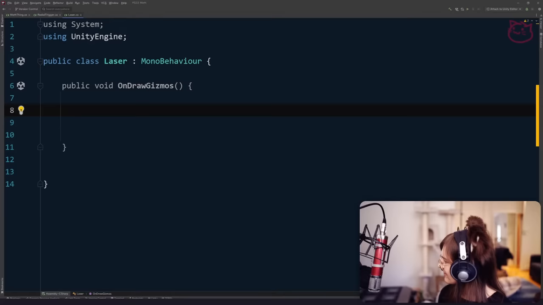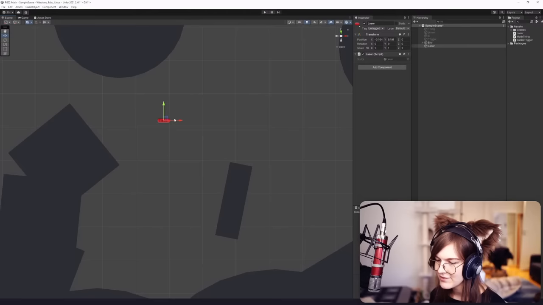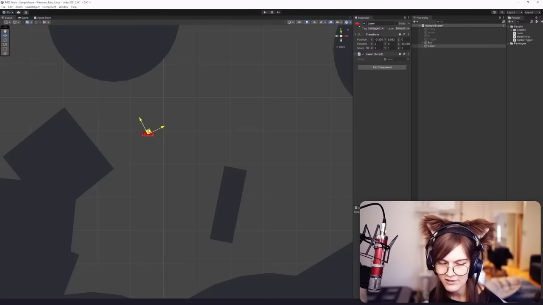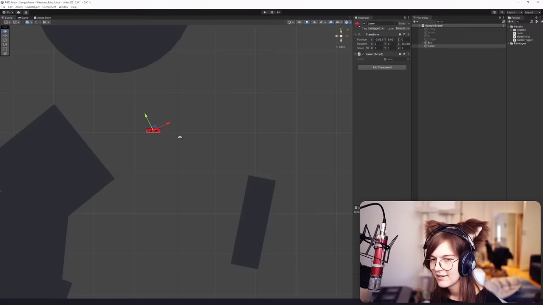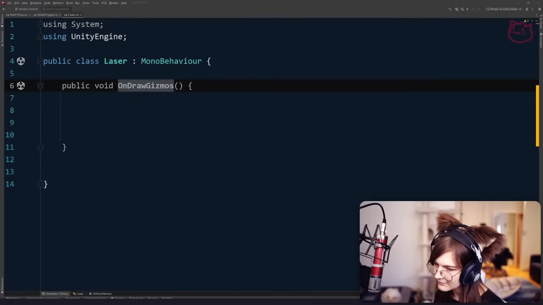Okay, onDrawGizmos. So let's first decide what direction the laser should move in. It's kind of convenient to use the game object axes, right? Like you have the x-axis and the y-axis. And so then we can just rotate the laser to change the direction of the laser. When you have an object selected, and your pivot orientation is set to local, then the red arrow represents the x-axis of that object. And so we can utilize that to get the direction of our laser, right?